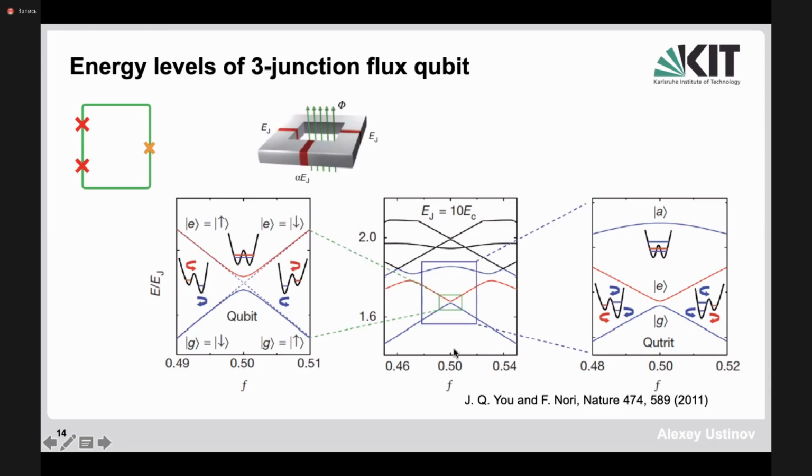So if one takes into account the higher levels, then you see that actually in this condition, this is a zoom in this very narrow frequency range. And this is a calculation for the case when the Josephson energy is roughly 10 times the charging energy. So you see that the charging energy of these junctions is roughly an order of magnitude smaller than for transmon, but one has to take into account also additional inductive energy, which we already discussed.